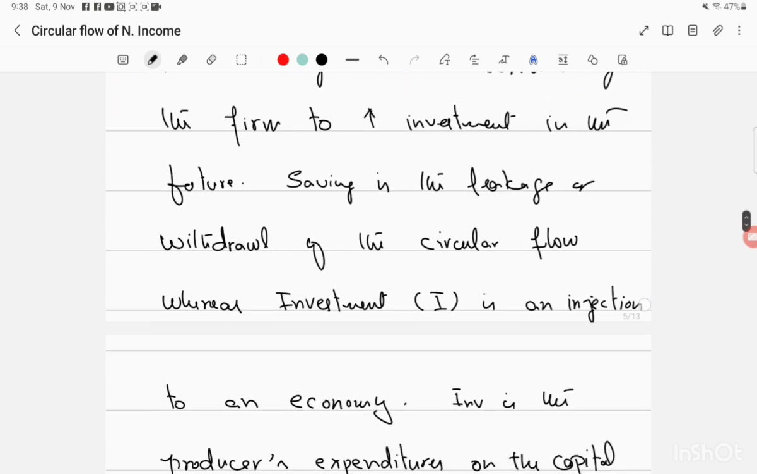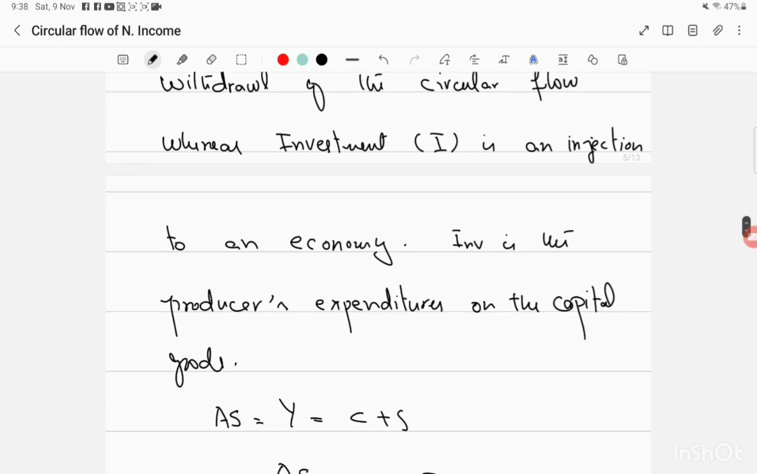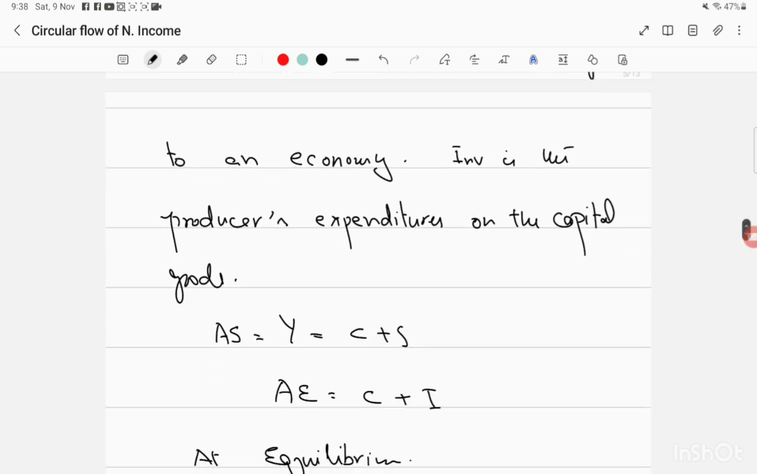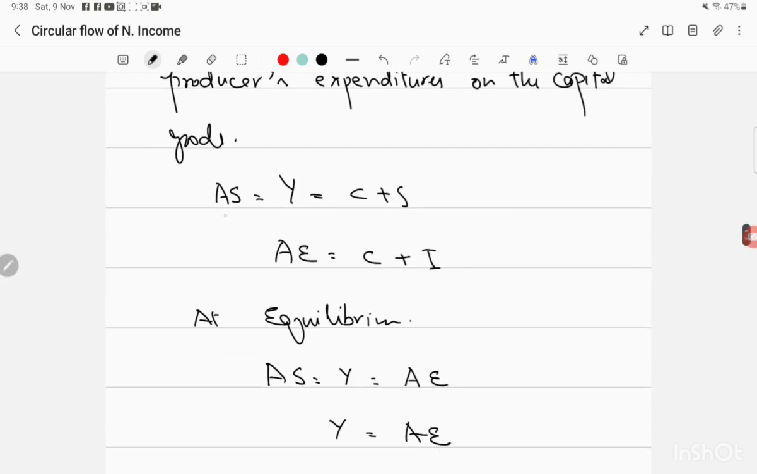Saving is the leakage or withdrawal of a circular flow, whereas investment is an injection to an economy. Investment is the producer's expenditure on capital goods. Now, aggregate supply is equal to Y, that is national output or national income, and now it is equal to C plus S, consumption plus saving. Income is divided into two parts.